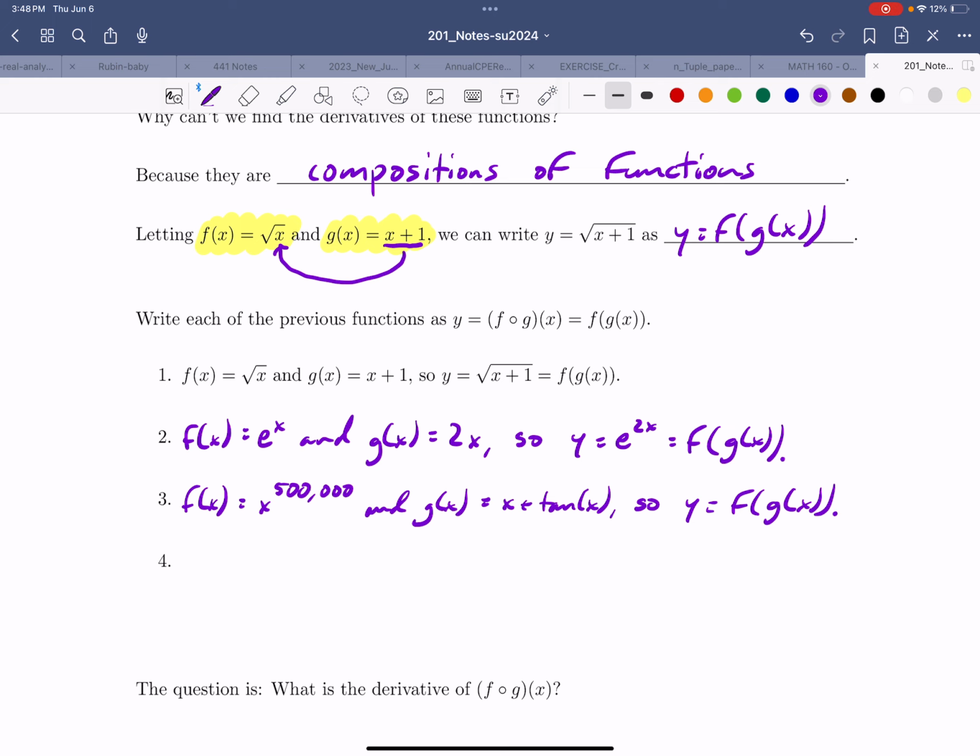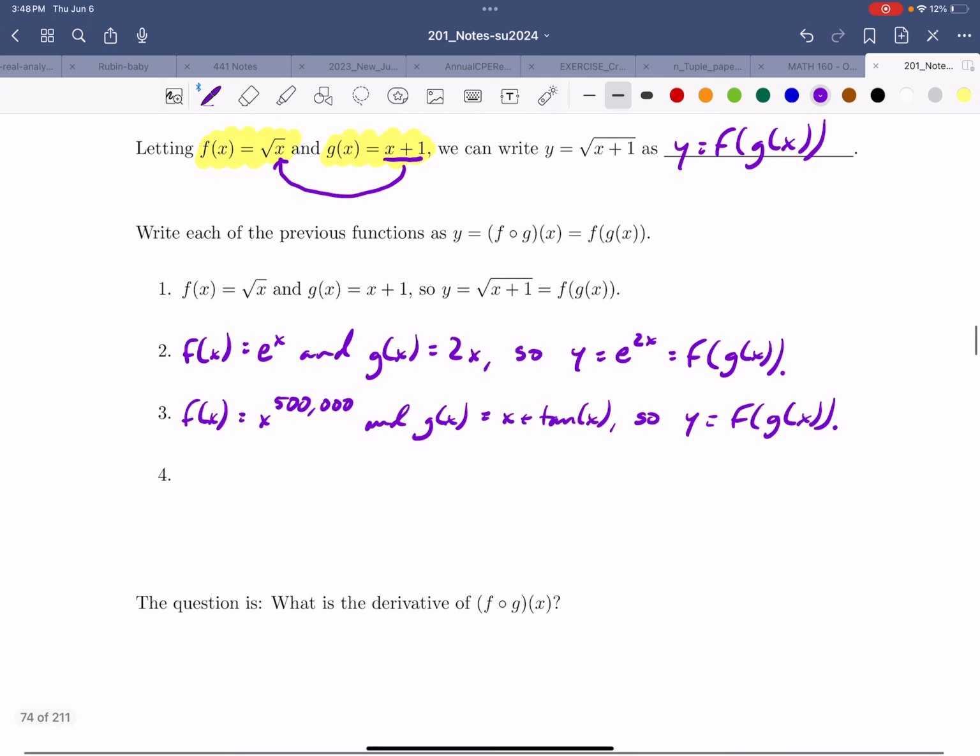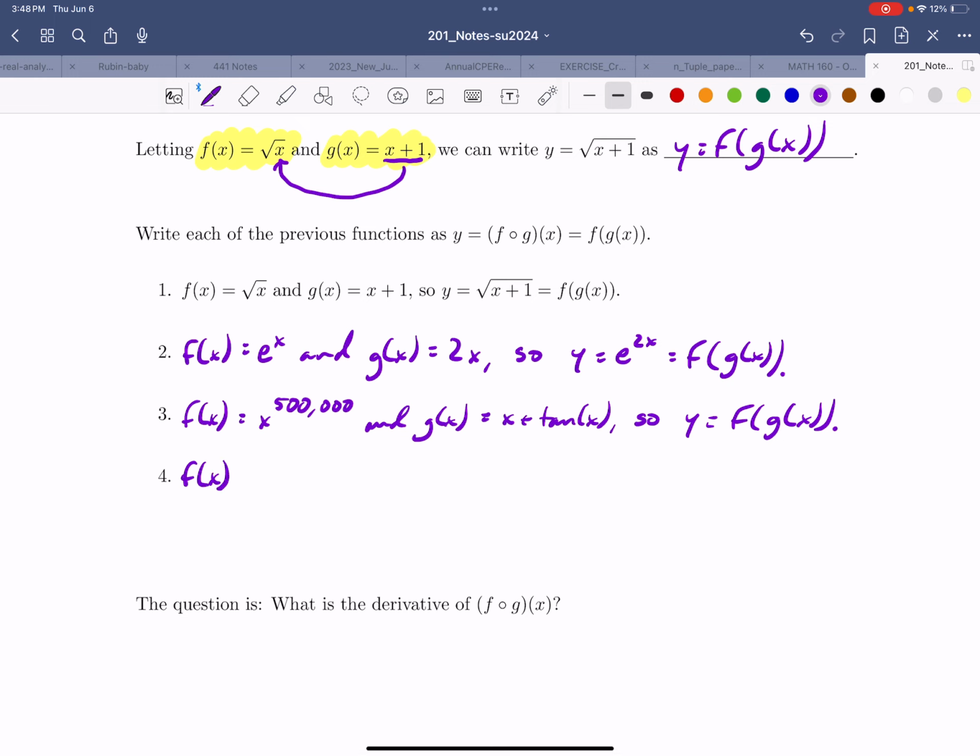Okay? All right, last but not least, what do we have? Sine of 4x plus 7. Let f of x equal, well, it's the outer function, sine of x. Well, then I guess g of x is going to equal 4x plus 7. So y equals, again, f of g of x. The point is, once you discover what f is and what g is, well, then you can see, okay, y really just equals f of g of x. It's a composition of functions.